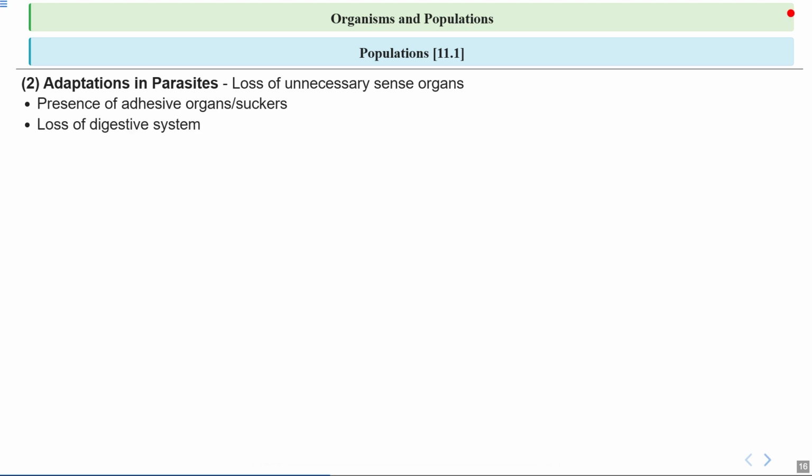Next one is loss of digestive system. Now they are directly absorbing nutrients from the host. So they do not need to digest the food. They don't need a complex digestive system. Clear? Now they have high reproductive capability. So they can produce a large number of offspring to increase their chances of survival and spreading.